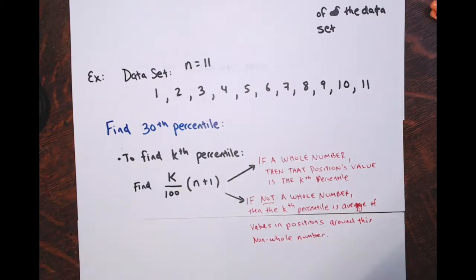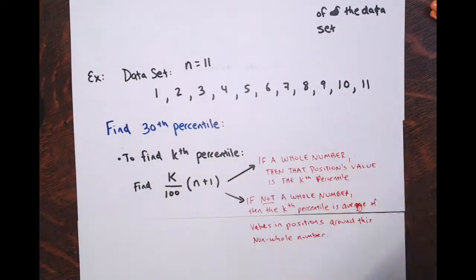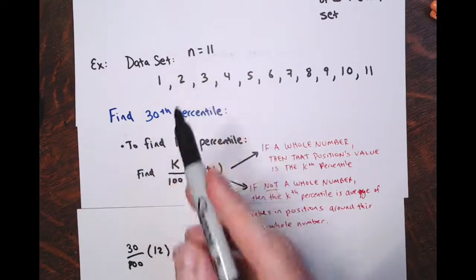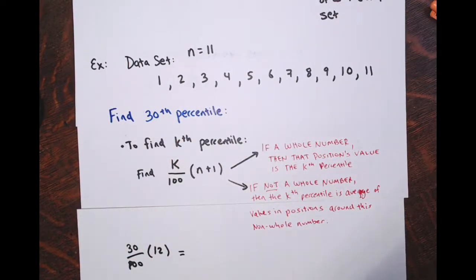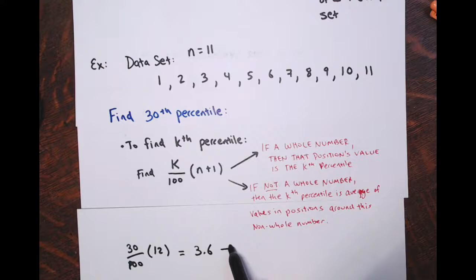All right. So for example here, this list 1 through 11, I say find the 30th percentile. So take 30 over 100 times 12, right? 11 plus 1. This is 3.6, not a whole number.